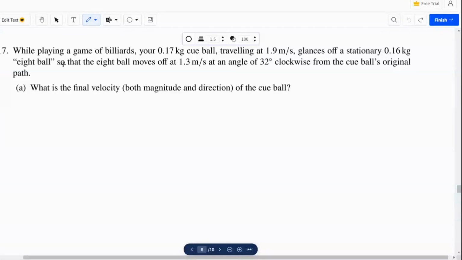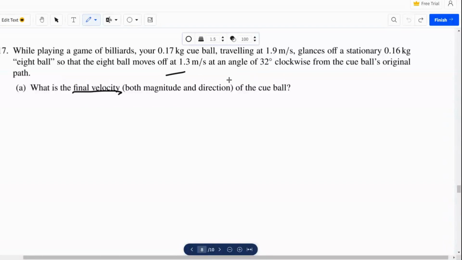Hey guys, in this video I'll be doing this question as follows. While playing a game of billiards, your 0.17 kilogram cue ball traveling at 1.9 meters per second glances off a stationary 0.16 kilogram 8 ball so that the 8 ball moves off at 1.3 meters per second at an angle of 32 degrees clockwise from the cue ball's original path. The question asks, what is the final velocity of the cue ball?